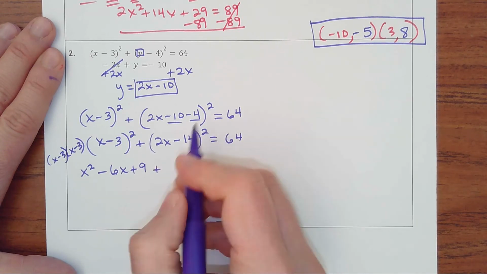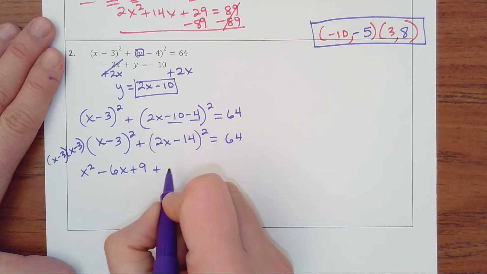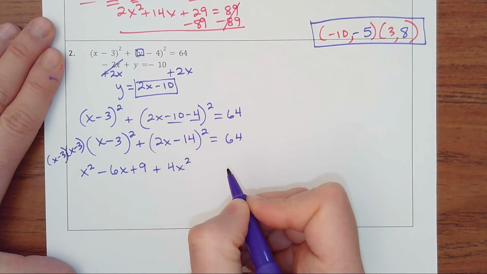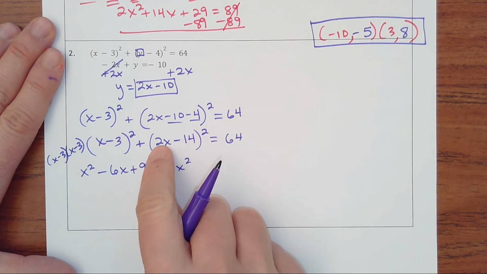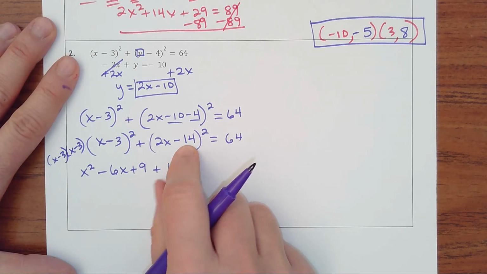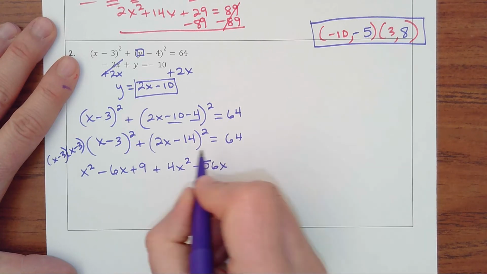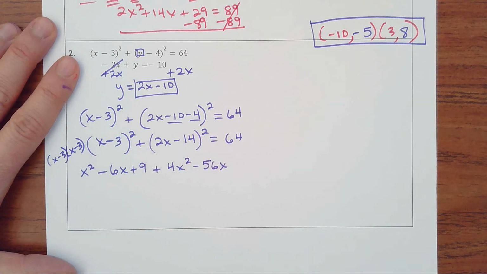Okay, next one. Let's try it. 2x, it'd be like times a 2x. 2x squared would be 4x squared. Multiply 2x times negative 14 is negative 28x. Doubled is negative 56x. And then negative 14 squared, I know it's positive. Oh, it's on my wall, I should look, is 196.